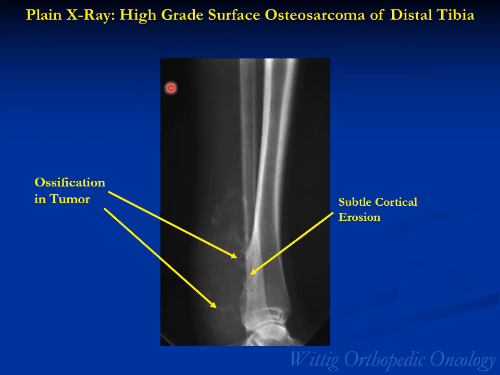This is a plain X-ray of a high-grade surface osteosarcoma of the distal tibia. You can see subtle cortical erosion, and a very large soft tissue mass with ossification in the soft tissue component.